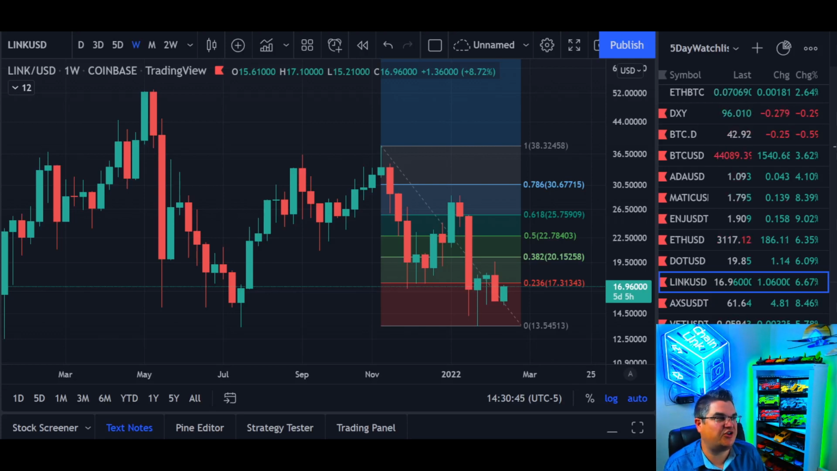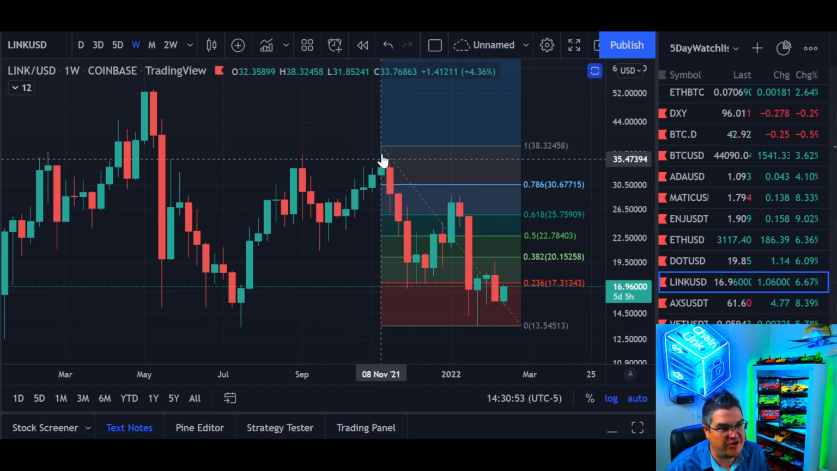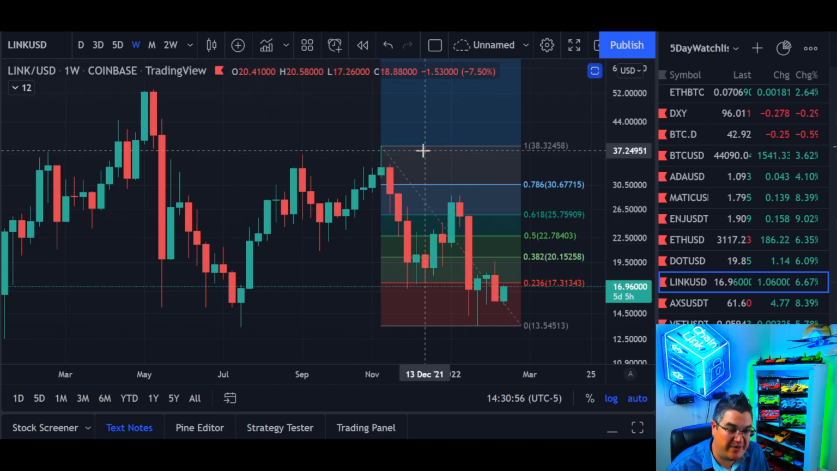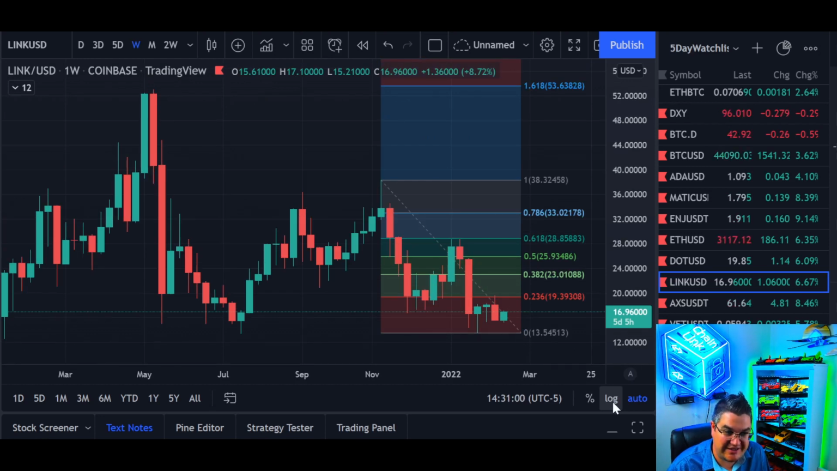Chainlink against the US dollar on the weekly chart to start us off with. We're going to look at Fibonacci extension levels today. We can also look at where each top would be and why you could draw it from different places and get different meanings. Also, we're going to look at the log scale versus linear scale and show you how to set these up so you're not getting inaccurate information.